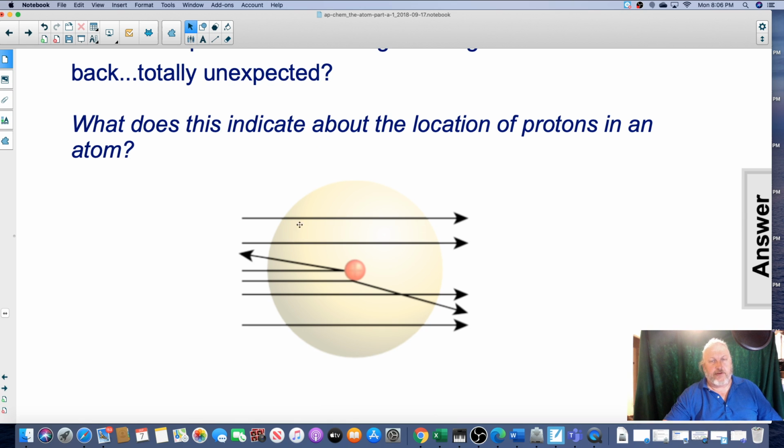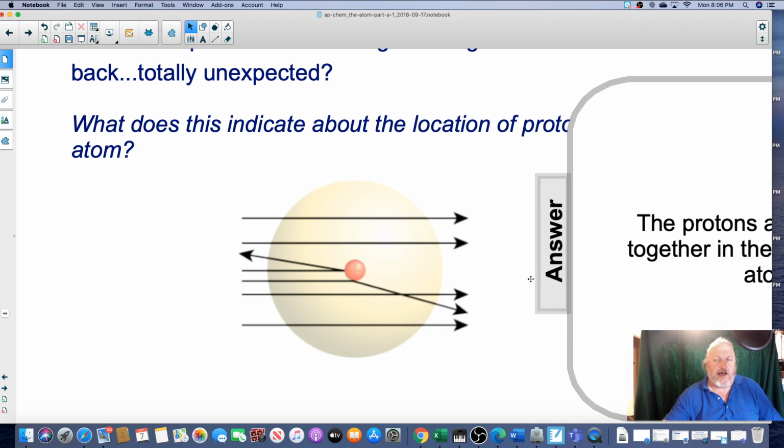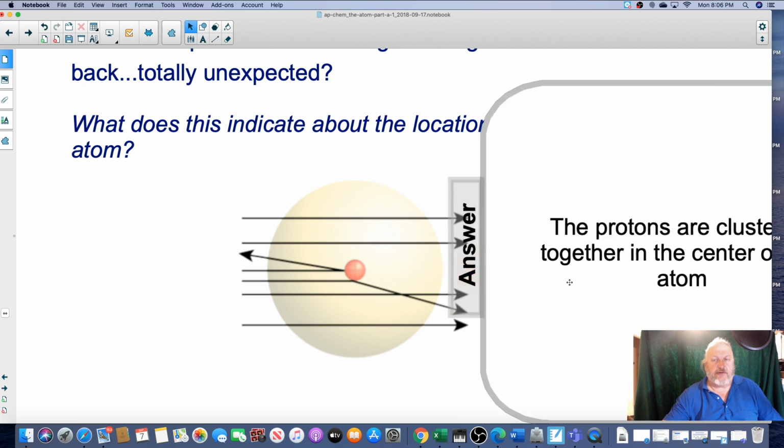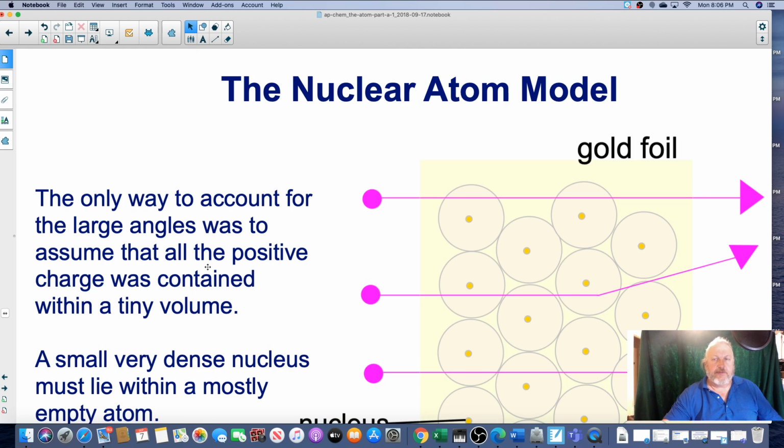One went right through. One hit this positively charged particle in the middle of the gold. It was deflected off, and this one was deflected right back. So these protons are clustered together in the center of the atom. This was the only way to account for these angles that they were measuring, right?